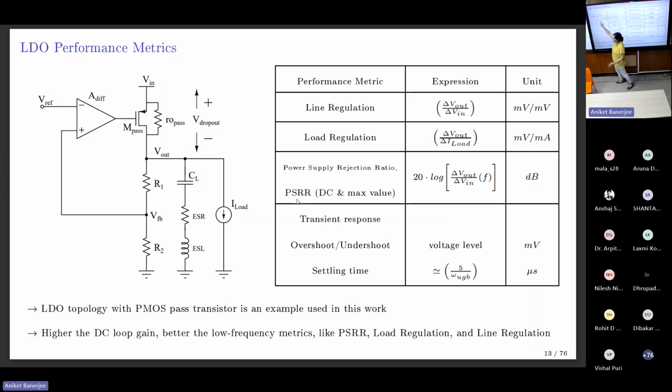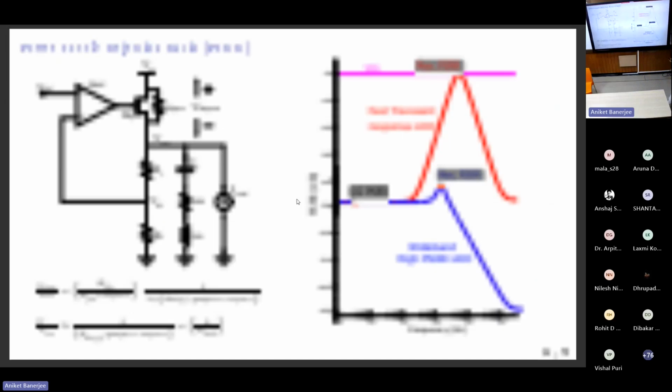So in a nutshell, for an LDO, it's a very simple schematic that I've shown down. The higher the loop gain of an LDO, the better you can hold all the steady state metrics, because your loop gain is holding the output voltage to a certain value. So that's the nutshell of an LDO.